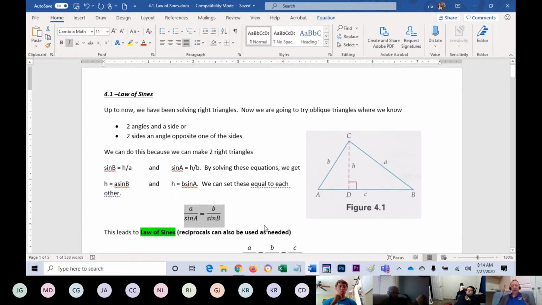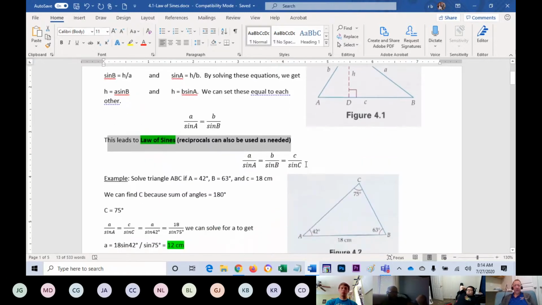And so this leads to the law of sines. This also works for side c. So a over the sine of A equals b over the sine of B equals c over the sine of C.